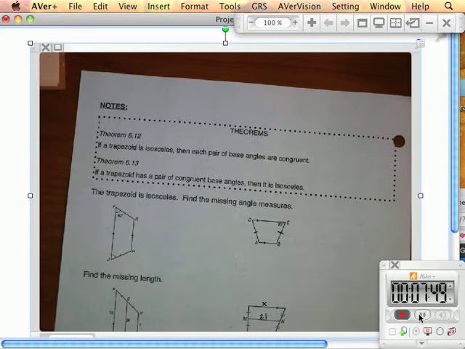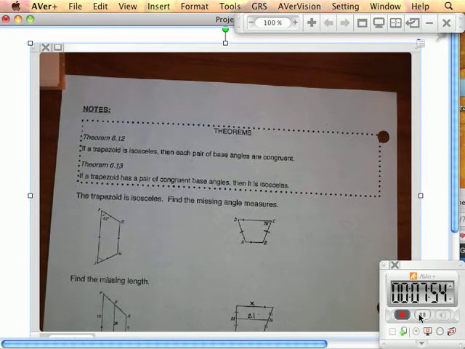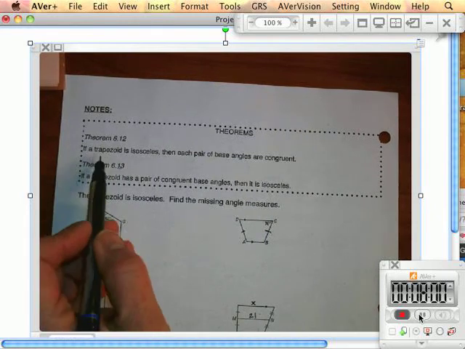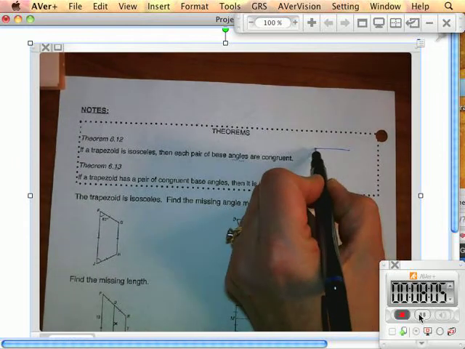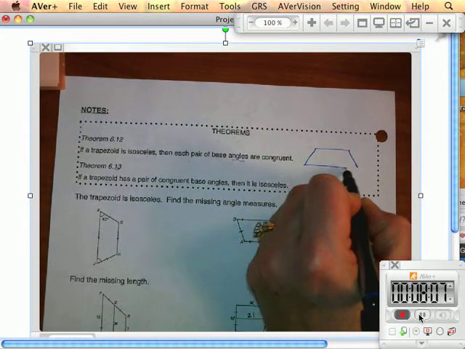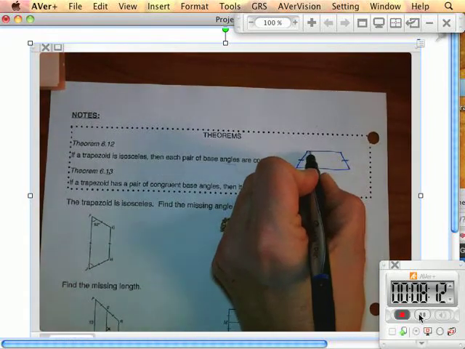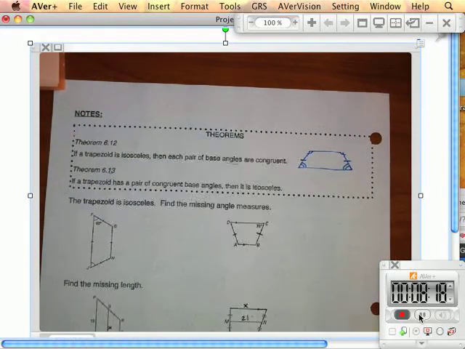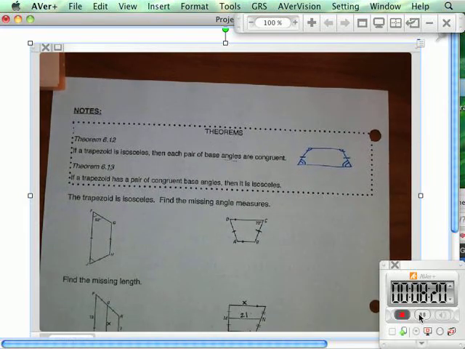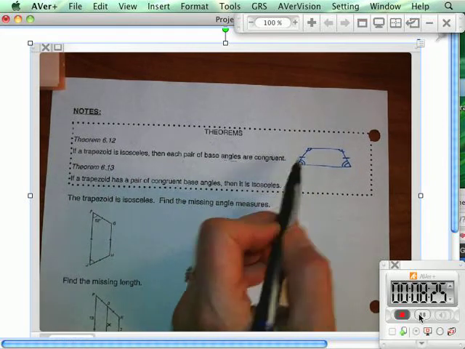So, the last two theorems that were on your sheet. And if you want to fill this picture in on your sheet, you should be putting your phone away right now. Theorem 6.12: if a trapezoid is isosceles, then each pair of base angles are congruent. So let's just draw a quick isosceles trapezoid. It means that the legs are congruent, and that means if it's isosceles, the base angles are congruent. Each pair of base angles are congruent. That doesn't mean that this is congruent to this. They don't even look like it, do they?